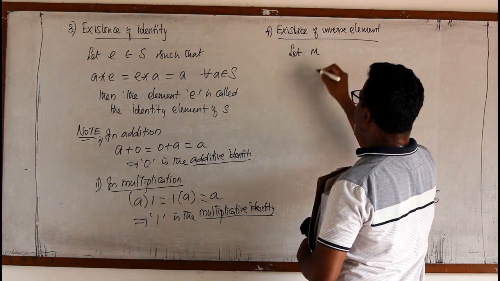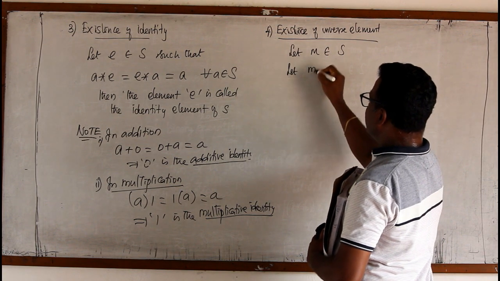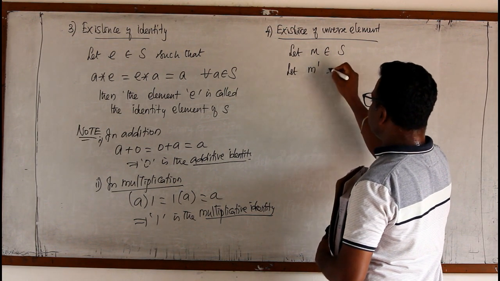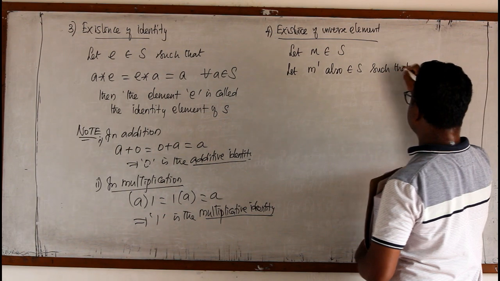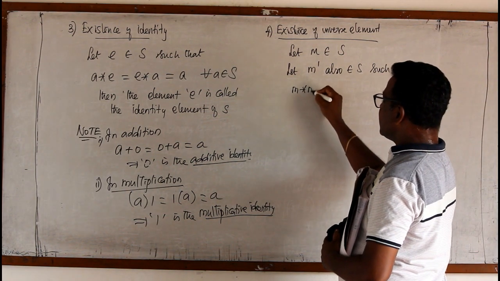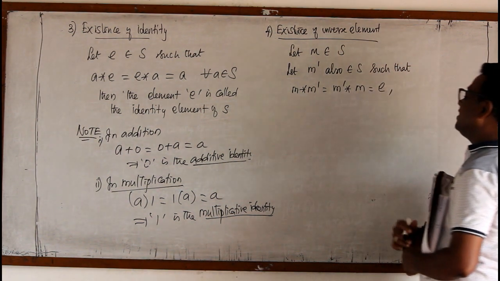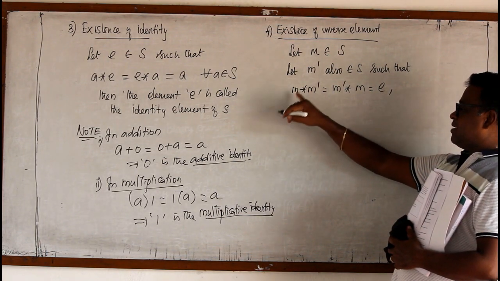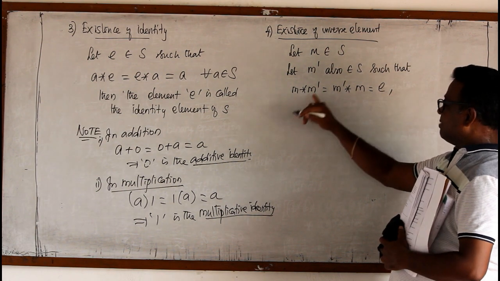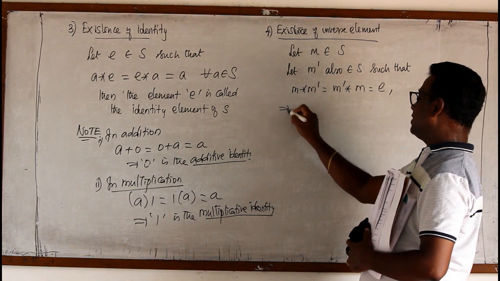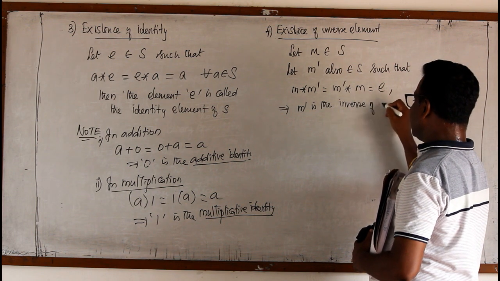Let me take M. Let M belong to S, be any element. Let M dash also belong to S, such that I have another element M dash, such that either M star M dash or M dash star M gives me the identity as the answer. If I operate M with M dash or M dash with M and I get identity as the answer, then M dash is the inverse of the element M.